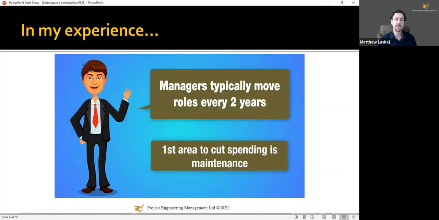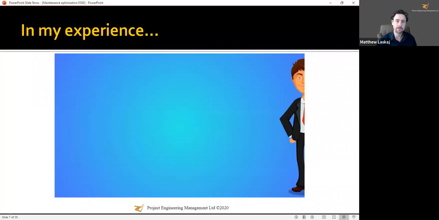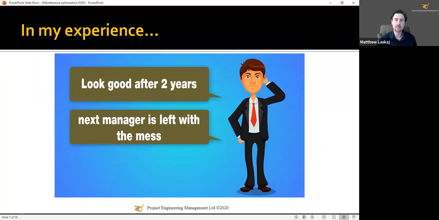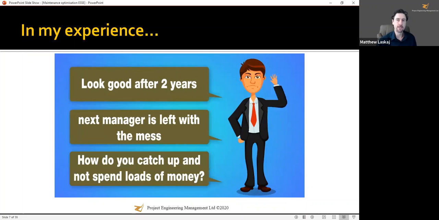After 2 years, this maintenance manager's done such a good job because they've saved all this money. There's no extra breakdowns. You're not spending any more on repairs. New equipment's not being bought. Done such a good job. Off you go and get a promotion. Then the next person comes in place. They have to take over from the last manager who's just done such a great job.